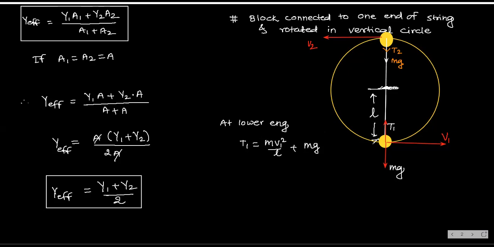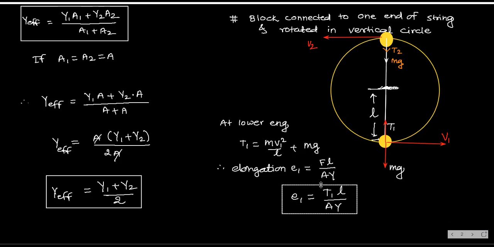Centripetal force. So at this end you are having tension T1. If we want to find the elongation E1, then elongation E1 due to this centripetal force and this weight is equal to F into L by A into Y. Here F is what? This complete force. So this E1 is equal to T1 into L divided by A into Y. Got it? So this is at the lower end.